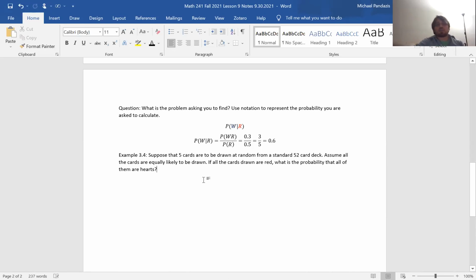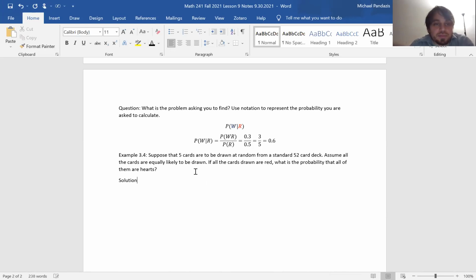Okay, so suppose that 5 cards are drawn at random from a standard 52 card deck. Assume all the cards are equally likely to be drawn. If all the cards drawn are red, what is the probability that all of them are hearts? Right, so this is again a conditional probability problem.